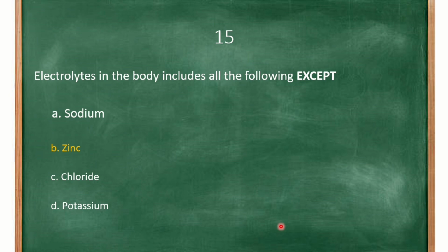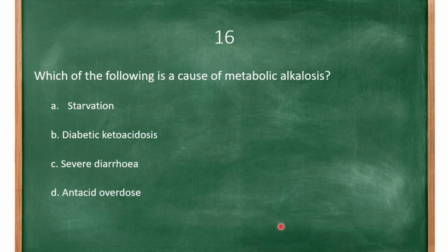Okay. Question 16. Which of the following is a cause of metabolic alkalosis? A, starvation, B, diabetic ketoacidosis, C, severe diarrhea, D, antacid overdose. So the correct answer here is antacid overdose.